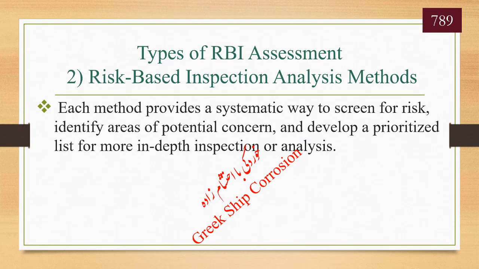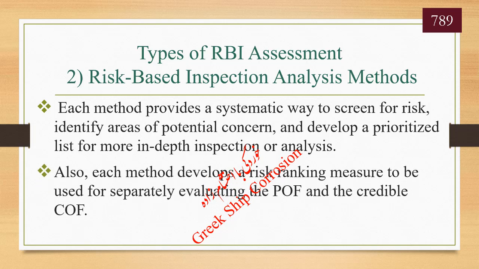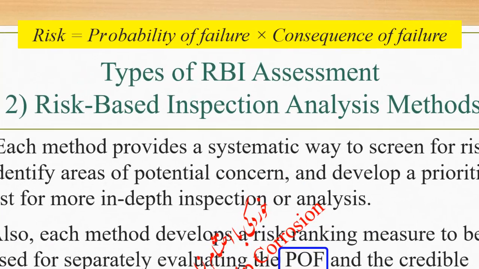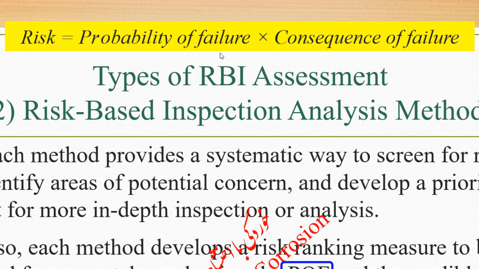Each method provides a systematic way to screen for risk, identify areas of potential concern, and develop a prioritized list for more in-depth inspection or analysis. Also, each method develops a risk ranking measure to be used for separately evaluating the POF and the credible COF. These two values are then combined to estimate the risk of failure. Risk equals probability of failure, or POF, times consequence of failure, or COF.